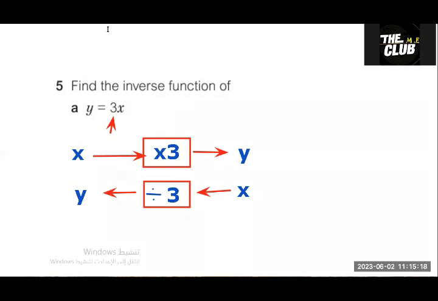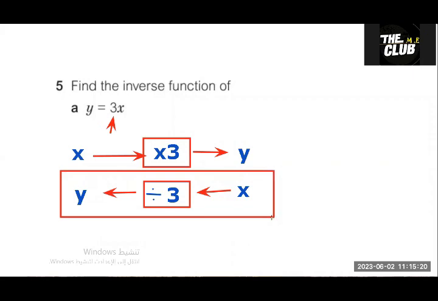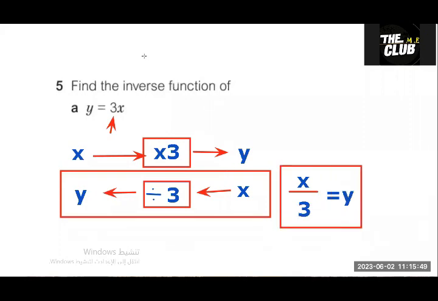Now, to write the inverse function, I have to follow the steps of this inverse function. This is the function. This is the inverse function. Now I'm going to follow the steps of the inverse function. First, I write the x. So x, what's happening to the x? Divide 3. Very good. So the x is divided by 3. And when I say divide, it means it's over 3, like this. And then it will give me y, and it means equal y. So this is the inverse function of question A. And this is how you answer a question like this.